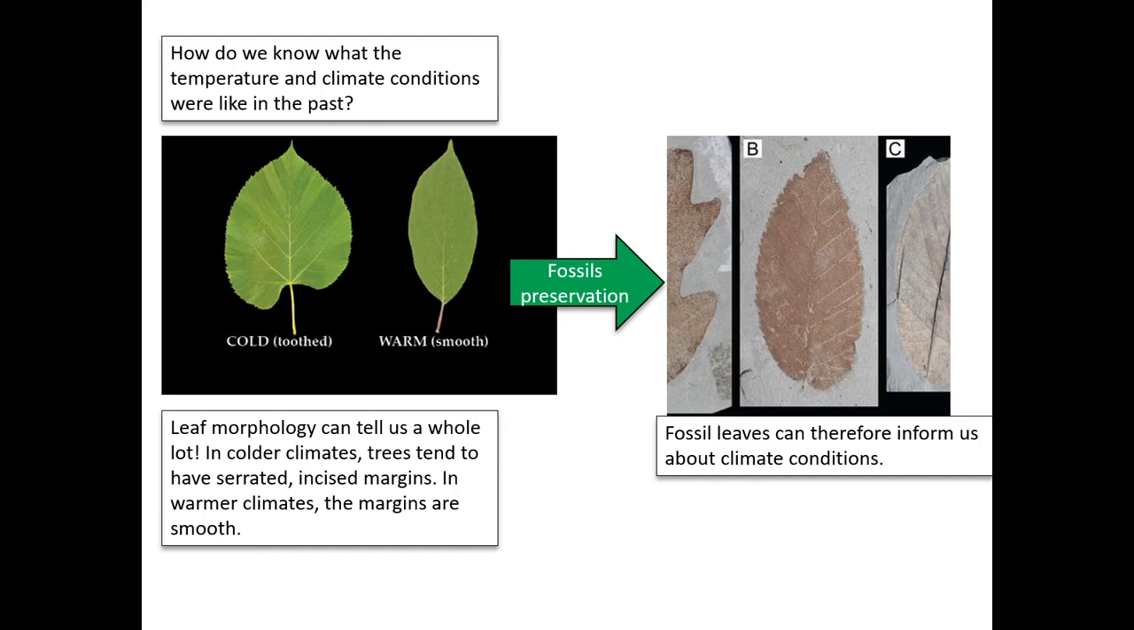So how do we know what the climate was like? Well, there's a few ways. I'm going to talk about a couple of the ways. One way is just through fossils. It might interest you to know that the morphology, that means the shape, of leaves depends on what the climate is like. Basically, the colder it is, the more serrated the edges of the leaves become, and the warmer it is, the smoother.